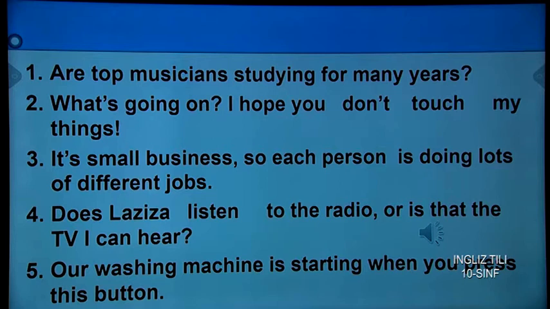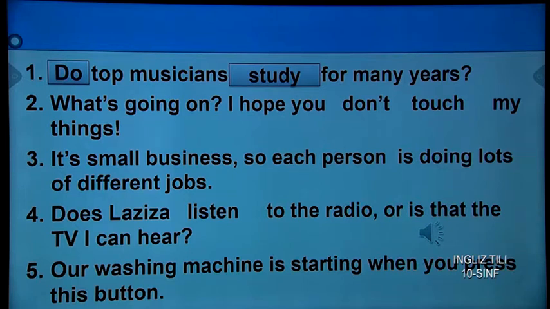Let's move to the next activity. Here, dears, you have to find out the mistakes. The first one, let's do together. Are top musicians studying for many years? Not "are". Do top musicians study for many years?